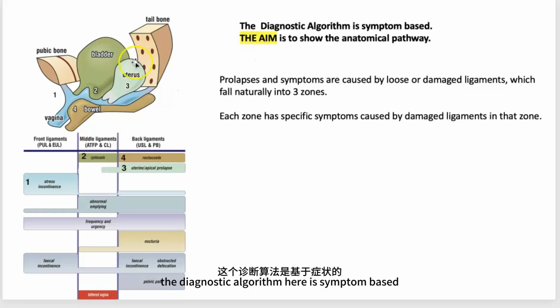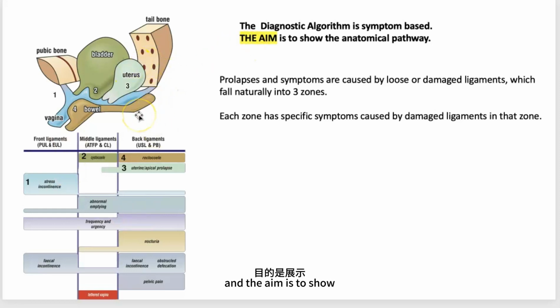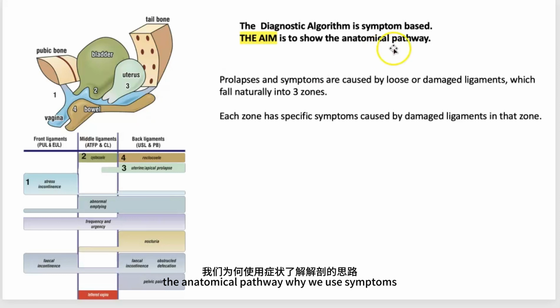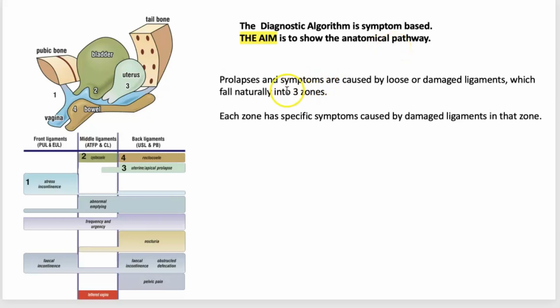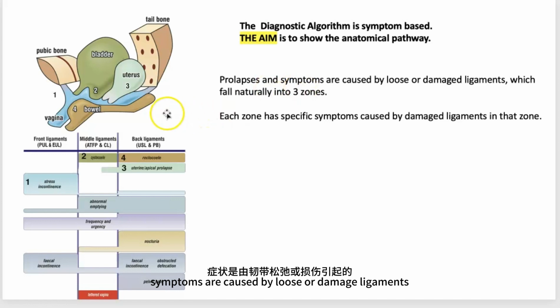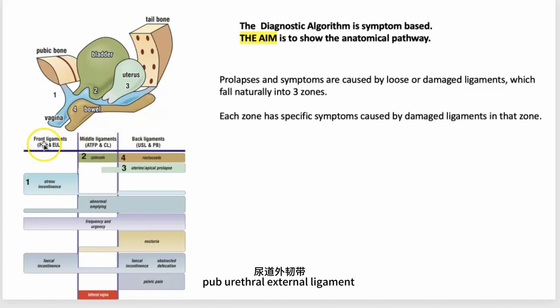The diagnostic algorithm here is symptom-based, and the aim is to show the anatomical pathway why we use symptoms. Prolapses and symptoms are caused by loose or damaged ligaments, and these fall naturally into three zones: pubourethral external ligament from meatus to bladder neck, middle ligaments, ATFP and cardinal, from bladder neck to the anterior part of the cervix, posterior zone, uterosacral ligaments, and perineal body from here to here.